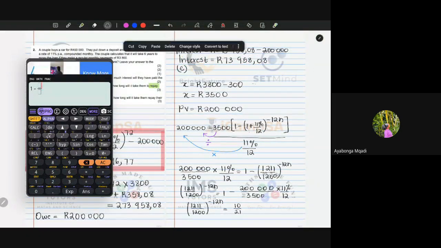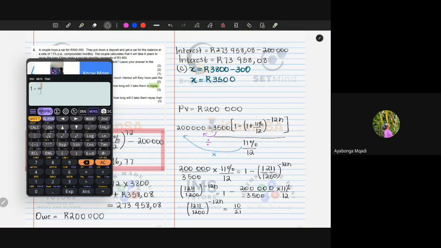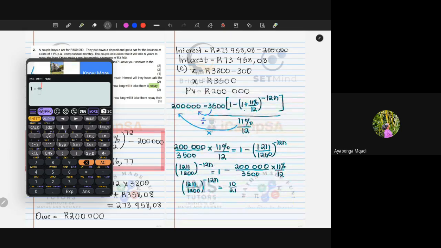So we can now, guys, go ahead and look for our n. You now know the log laws, so I'm expecting you to be punching this as I create my space above here. So we'll have negative 12n equals log of, here at the bottom, 1,211 divided by 1,200, and then here we'll have 10 over 21. What is the answer equal to, guys?